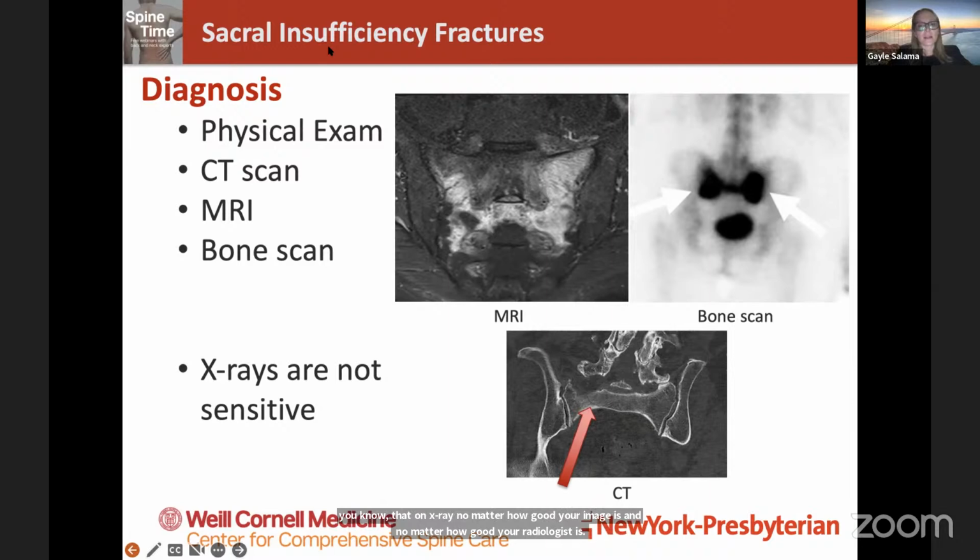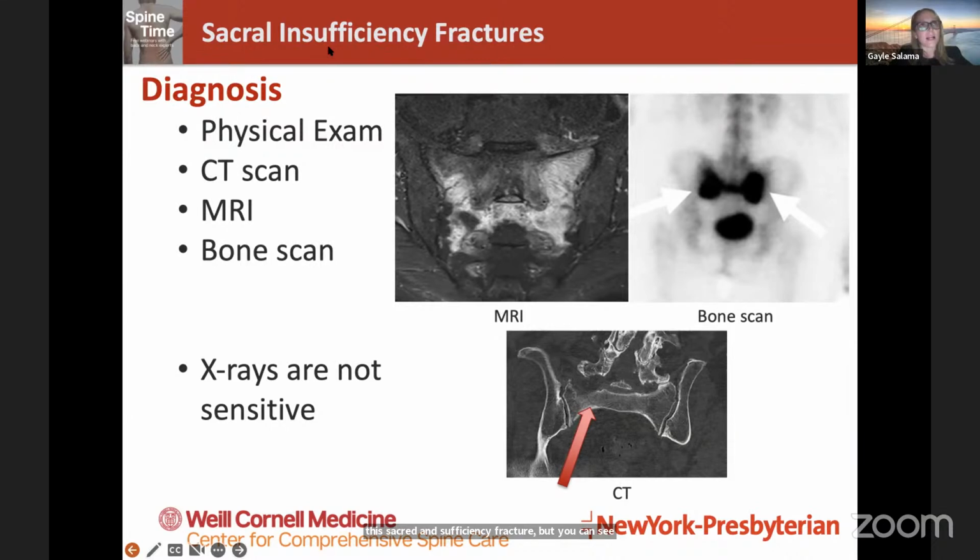But even on CAT scan, which is the bottom image here with that red arrow, the red arrow is pointing to that little grayish line that's going through the bone there. The bone is white, and that little diagonal gray line is the sacral insufficiency fracture. But you can see that it's a pretty subtle finding on CT. So if you're really looking for it, certainly you may be able to pick it up on a CAT scan.